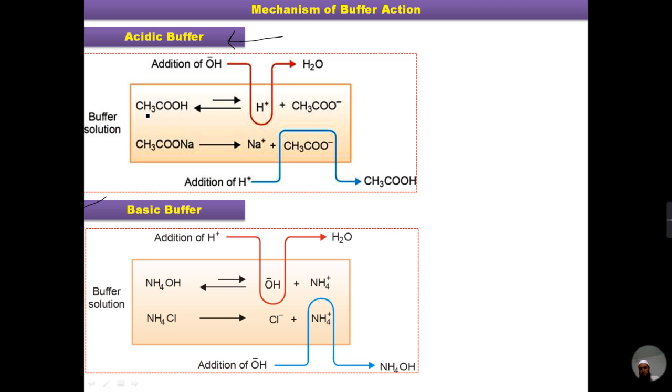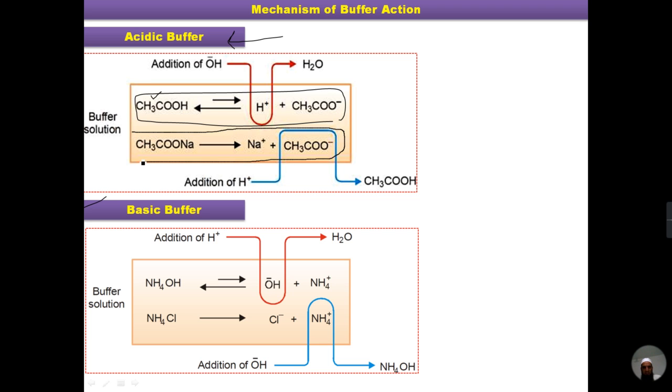When you have acetic acid and sodium acetate dissolved in the solution, you obviously have equilibrium. Acetic acid will be involved in equilibrium this way: it gives H plus and acetate ion. So this is equilibrium number 1 in the solution. Second is when you dissolve sodium acetate, it gives sodium ion and acetate ion.